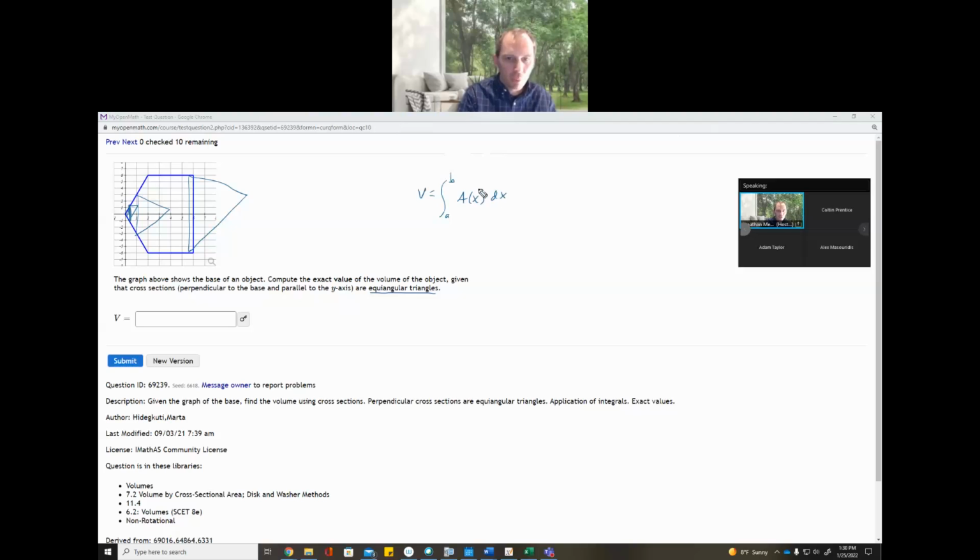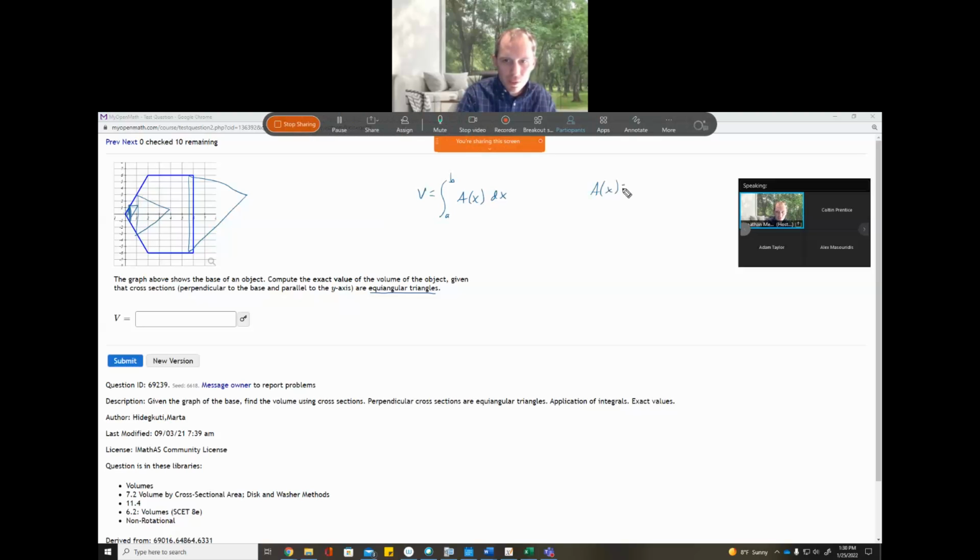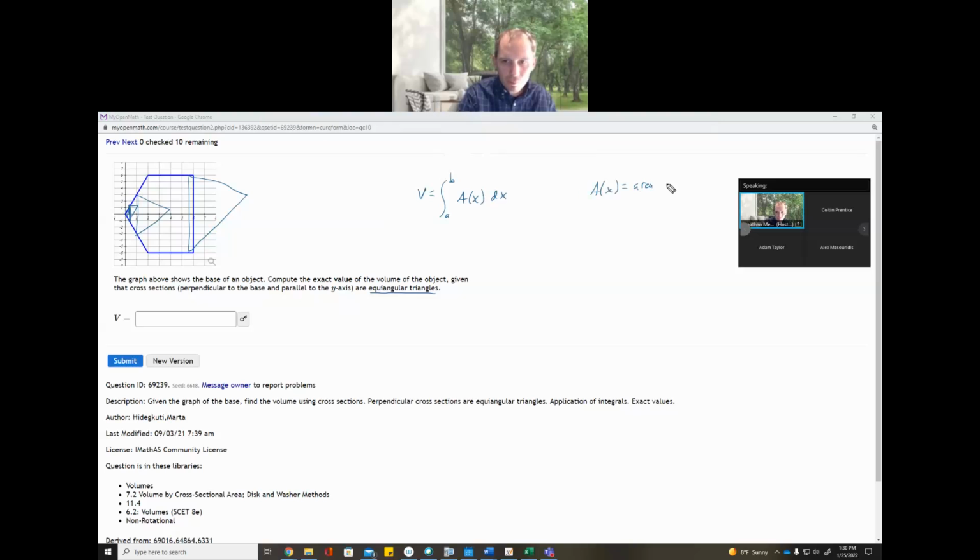Okay, so what I need to do is say what is the area of these slices. Okay, so A of X is the area of the slice. All right, now the slices are equilateral triangles. So if I have an equilateral triangle where it has a side that we'll call, say, S, I need to be able to find the area of the triangle.